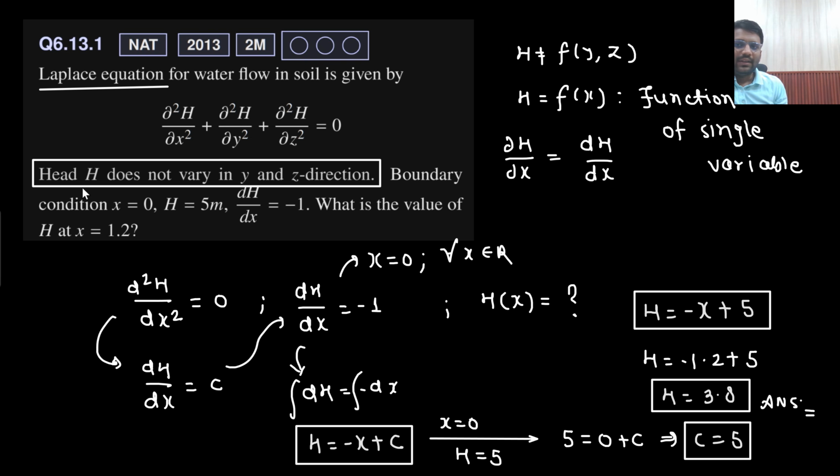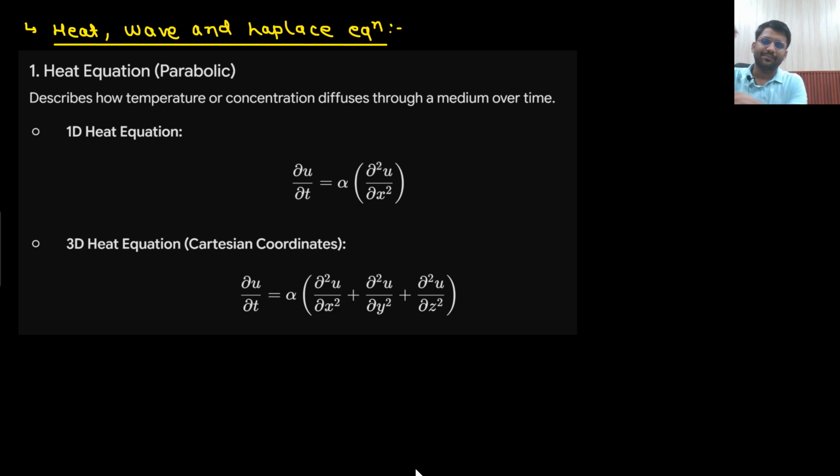Okay. Laplace equations are nothing I know. I know that these terms will be 0. Del square h by del x square will be equal to 0. Del h by del x would be equal to a constant, which is given as -1. I got the value of h. Using the initial condition, the value of c I got is 5. h equals -x plus 5. h equals 3.8 is the answer. Understandable? Let's go to the next concept.